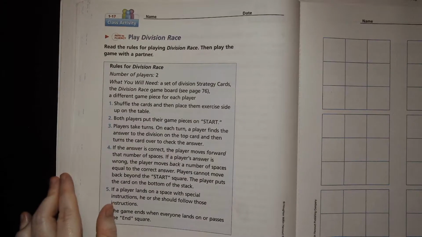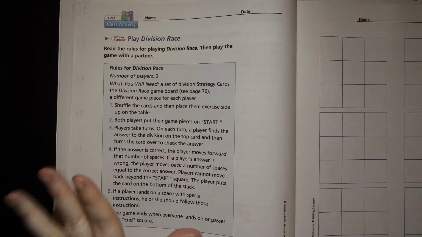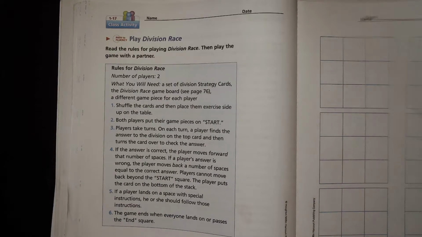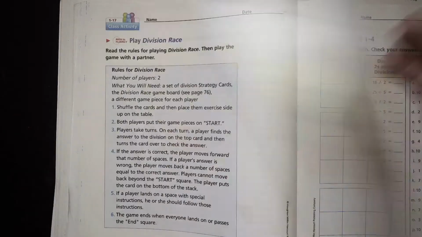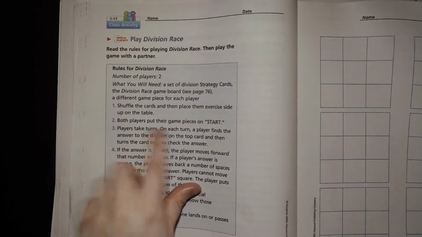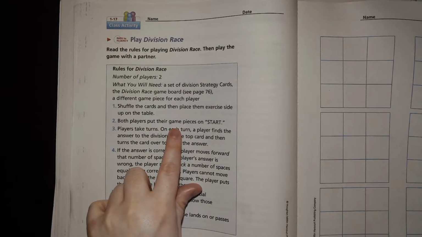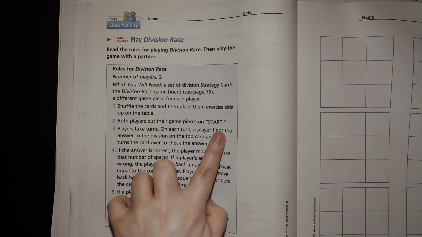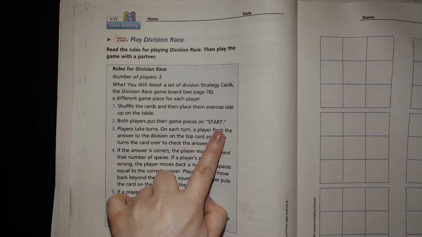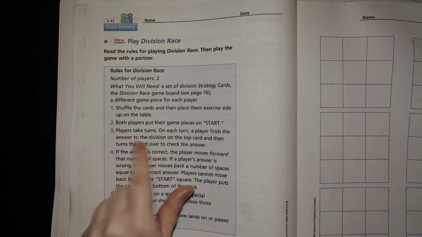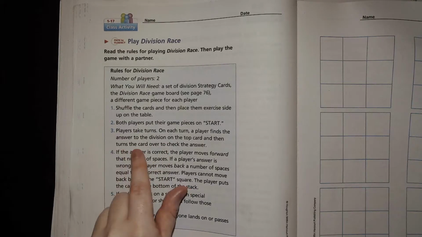This game over here is the division game. In this game, you'll need those strategy cards, and you'll be using this board here. So you'll shuffle the cards, place them exercise side up on the table. Both players put their game piece, you know, just have like a coin or something like that on the start square. Take turns. On each turn, the player finds the answer to the division on the top card and then turns the card over to check the answer.